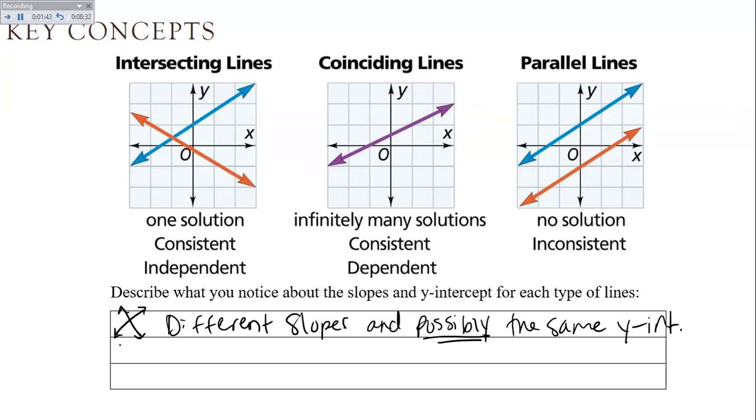So when you have coinciding, so just one line, that means you have the same slope and the same y-intercept. Okay, same slope and same y-intercept.